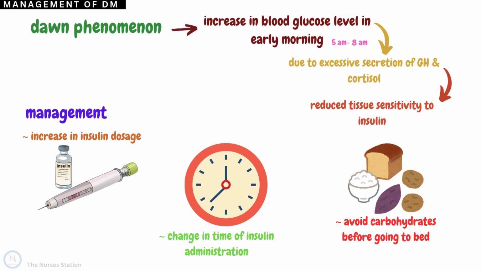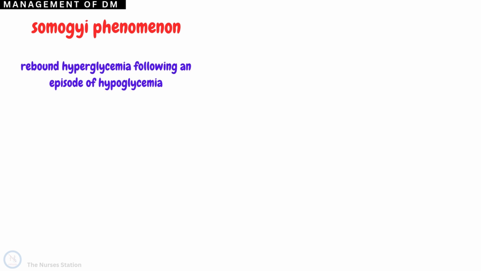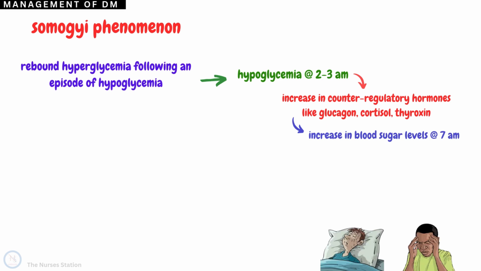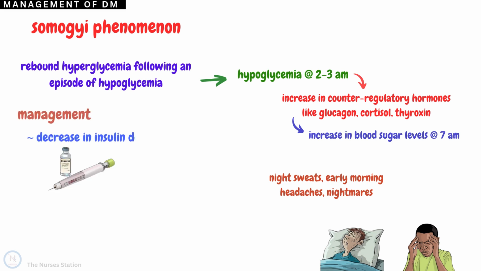Next, we have the Somogyi effect or Somogyi phenomenon, which is rebound hyperglycemia following an episode of hypoglycemia. Hypoglycemia occurs at about 2 to 3 a.m., which causes an increase in the counter-regulatory hormones like glucagon, cortisol, and thyroxine, which causes increased blood sugar levels at around 7 a.m. The patient may complain of night sweats, early morning headaches, and nightmares. Treatment includes a decrease in client's insulin dose and an increase in bedtime snacks or both.